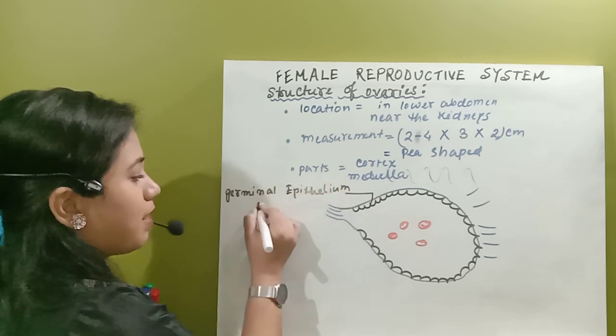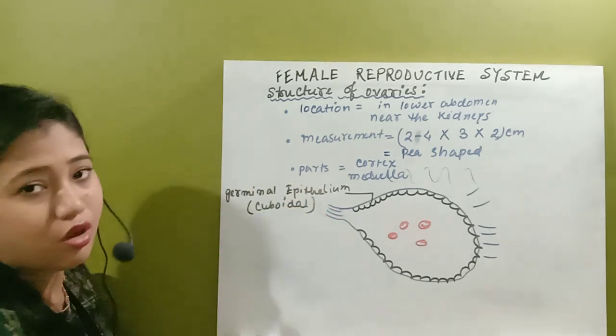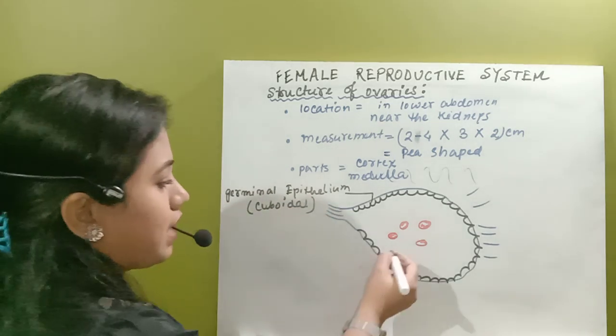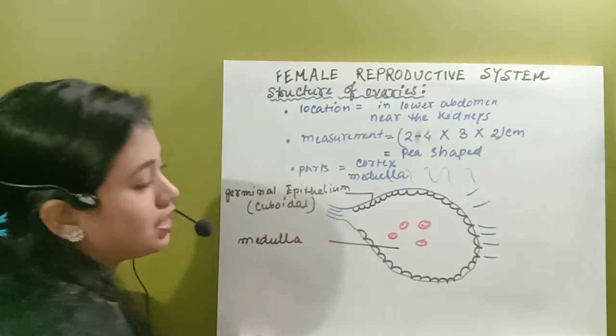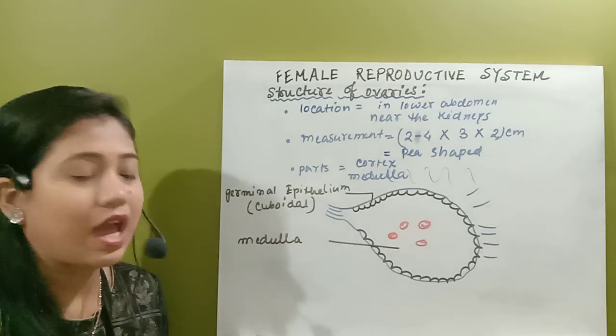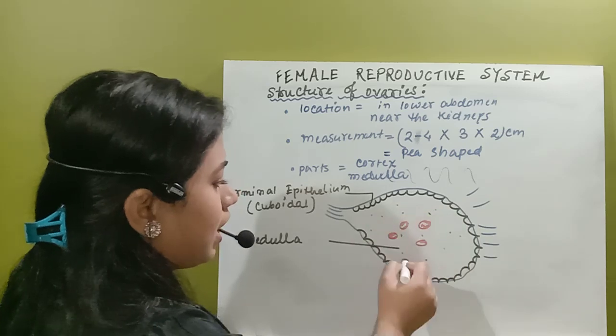So this germinal epithelium is cuboidal in nature. That means it is the simple cuboidal epithelium. And this is the medulla. And this medulla is richly supplied with the blood vessels. And this is the stroma where the gametes can mature.